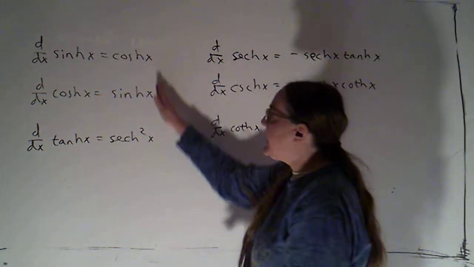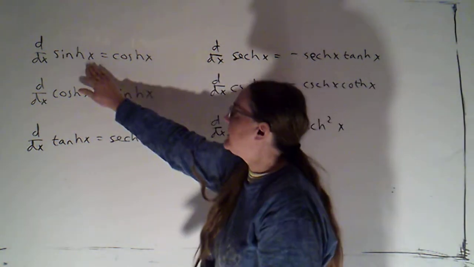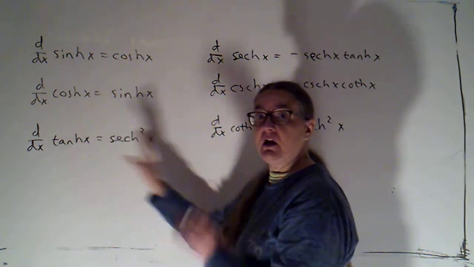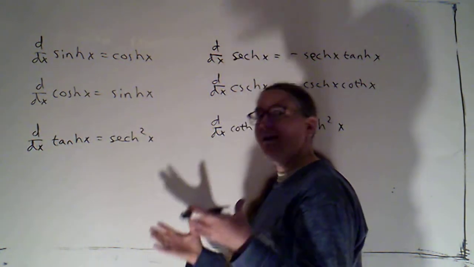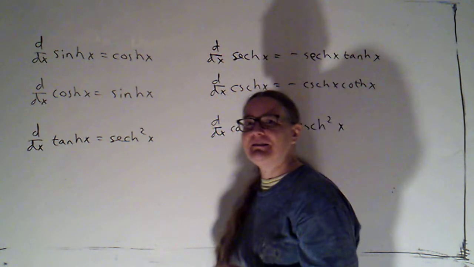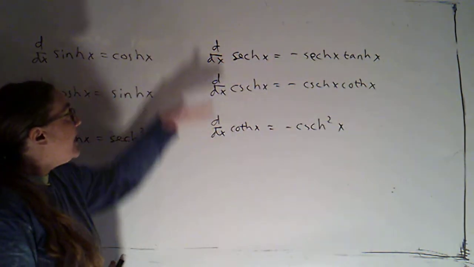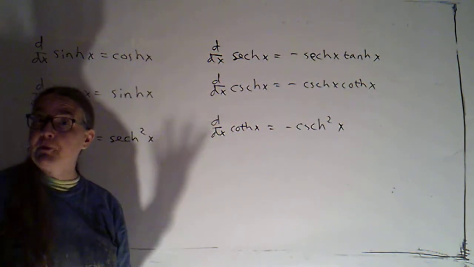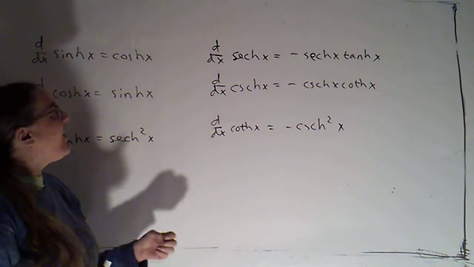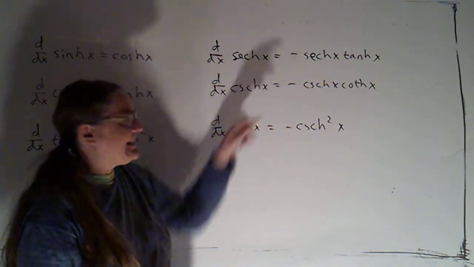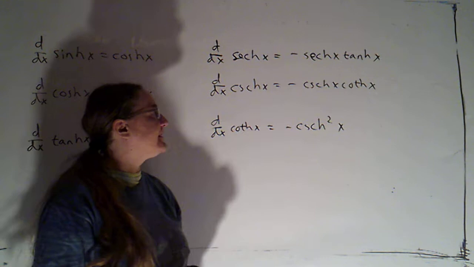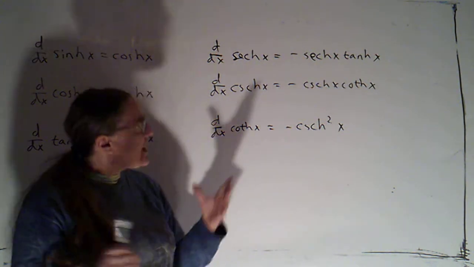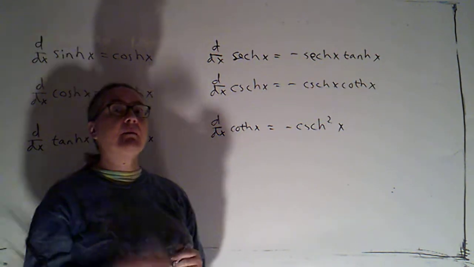The 3 main hyperbolic trig functions, sinh, cosh, and tanh, those are the 3 that do not have a negative sign in their formulas for the derivative. The 3 that I think of as the reciprocals of those are the ones that have a negative sign in the formula for their derivative. So hopefully that helps you in remembering things.